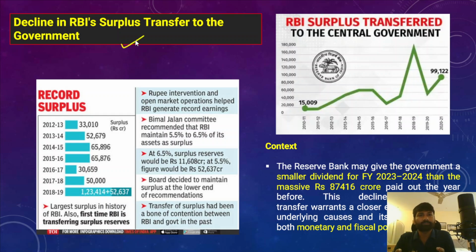Now every year, whatever surplus that RBI has, or we can say the profit that is being made by the RBI, will be transferred to the government every year. Okay, so that the government will be able to meet its fiscal deficit requirements and its welfare policy requirements. So all those requirements can also be met by the surplus transfers from the RBI. But this year there is a decline in RBI surplus transfers to the government.